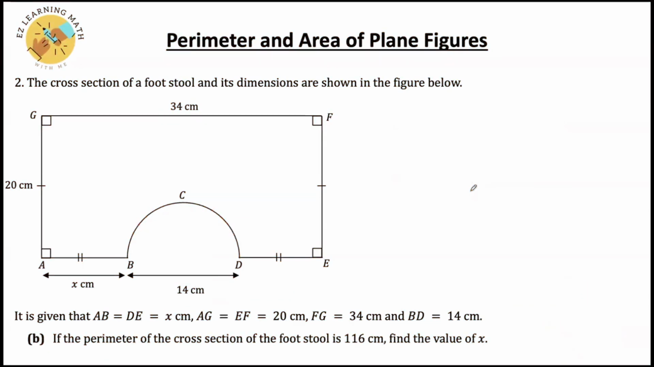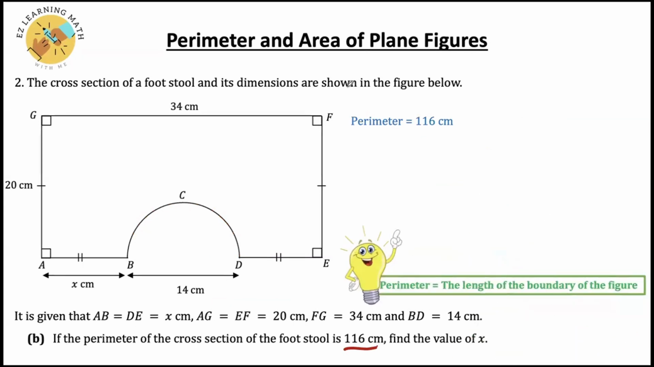Next, let's solve number 2b. If the perimeter of the cross-section of the footstool is 116 centimeters, find the value of x. Okay, so the perimeter of this figure is 116 centimeter. Remember, perimeter is the length of the boundary of the figure. So GA plus AB plus arc BCD plus DE plus EF plus FG equals 116 centimeters.